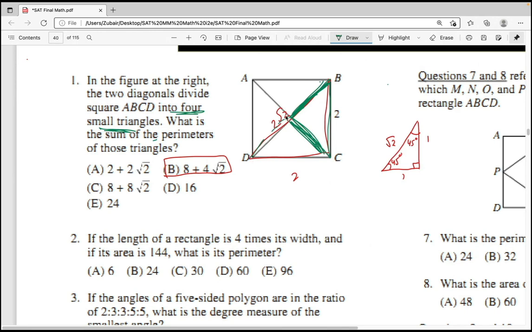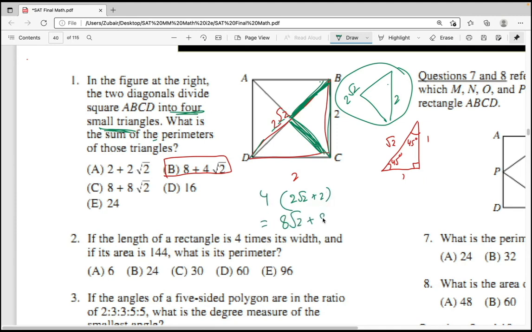Yes, sir, because it's folded. So this is 2 square root 2 and that side is 2. This one triangle is 2 square root 2 plus 2 and there are 4 such triangles. So is it 8 plus 8? Yeah.